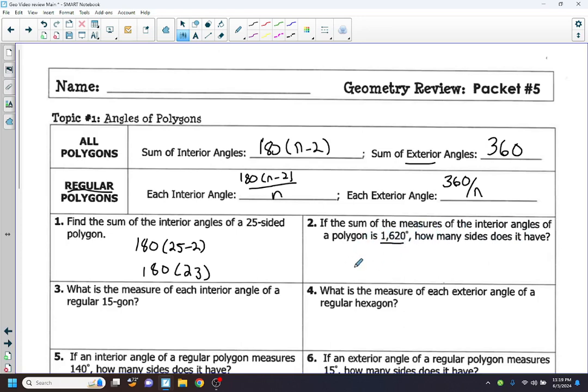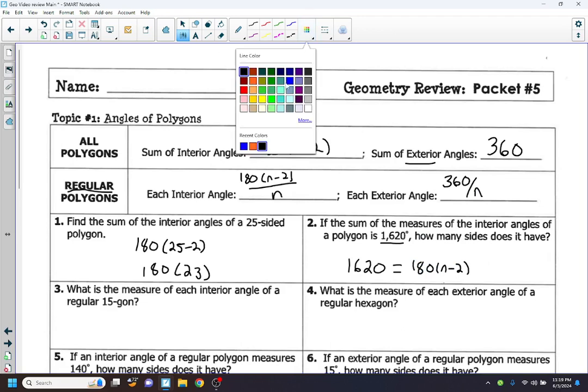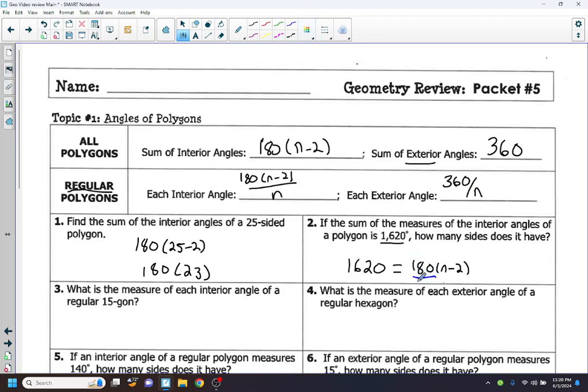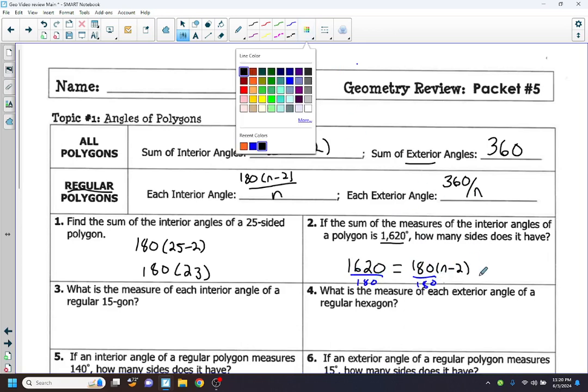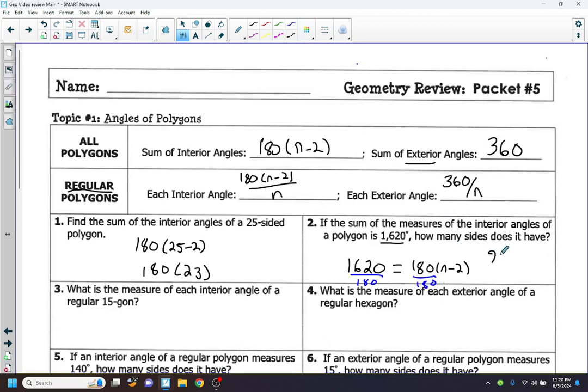Since I already know the solution is 1620, I'm just going to set it up to the equation, which is 180 times n minus 2. The better way to do this, you can distribute and then do the work, but you could just divide both sides by 180 first. And then that's going to be 9 equals n minus 2. I'll finish it off. Plus 2 on both sides: 11 equals n.